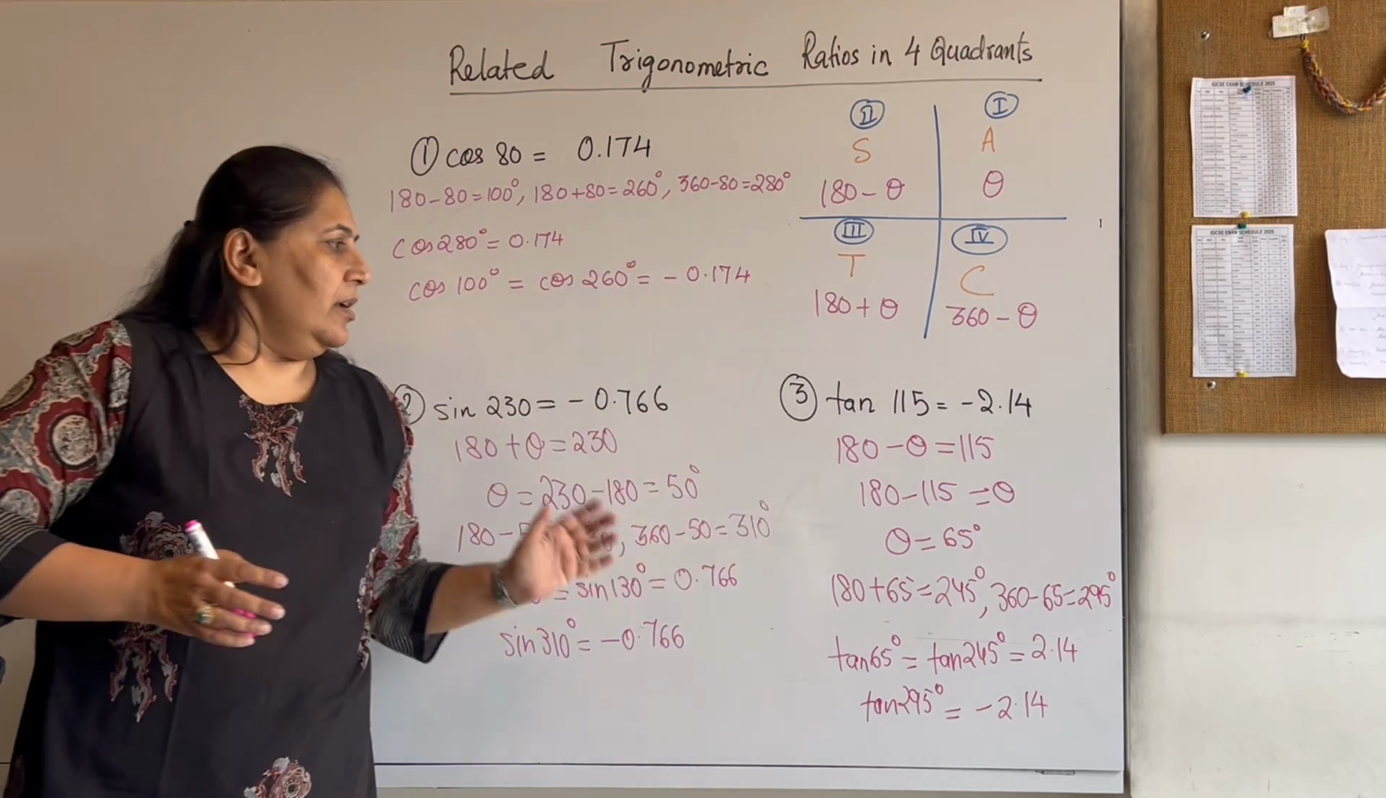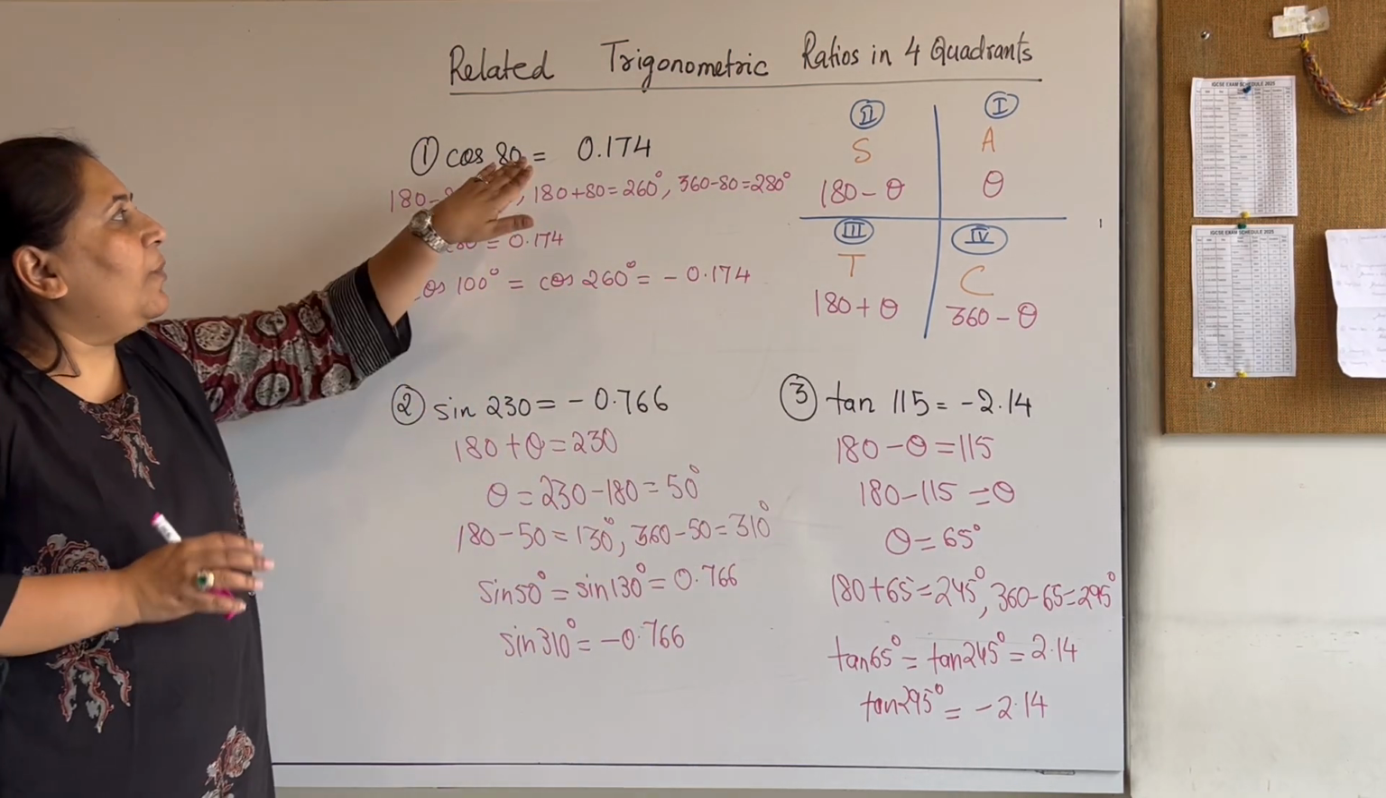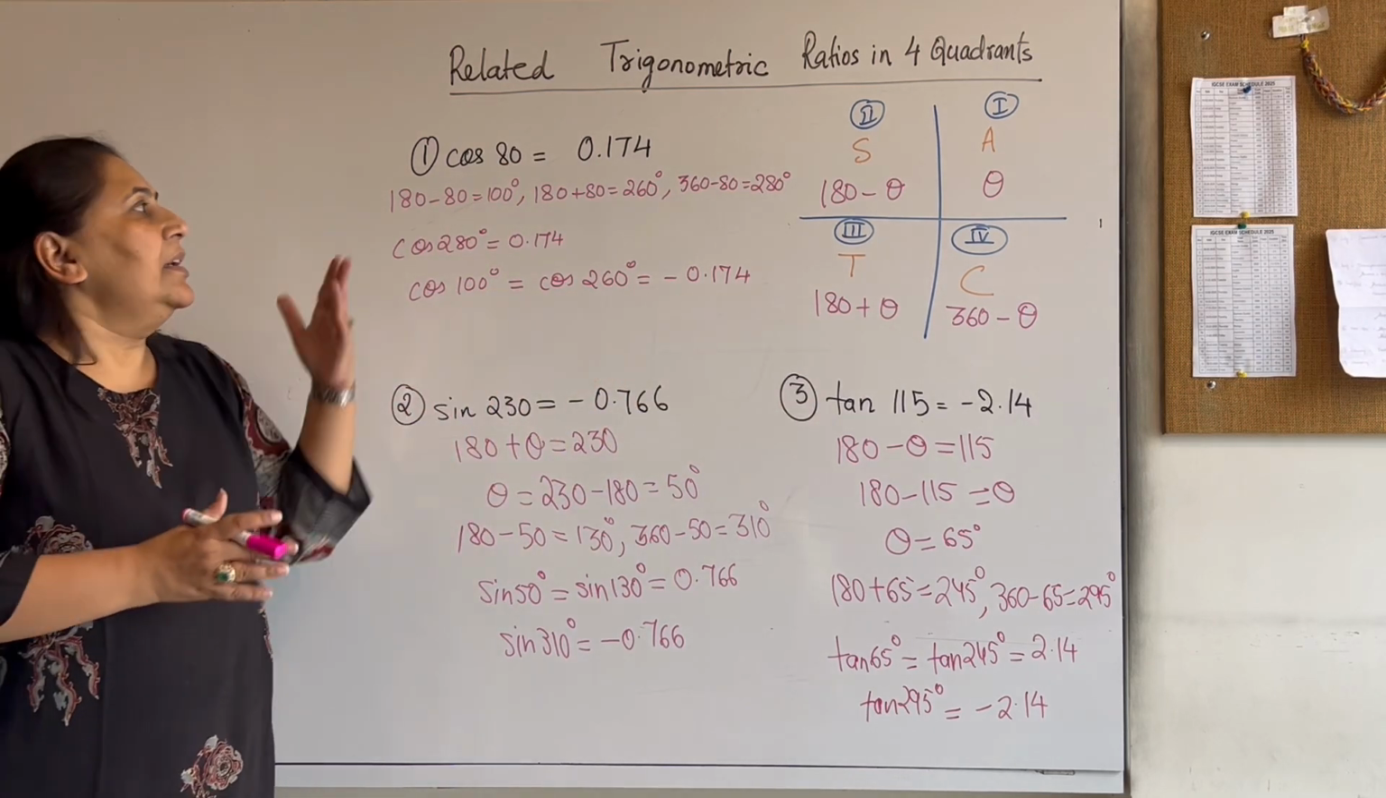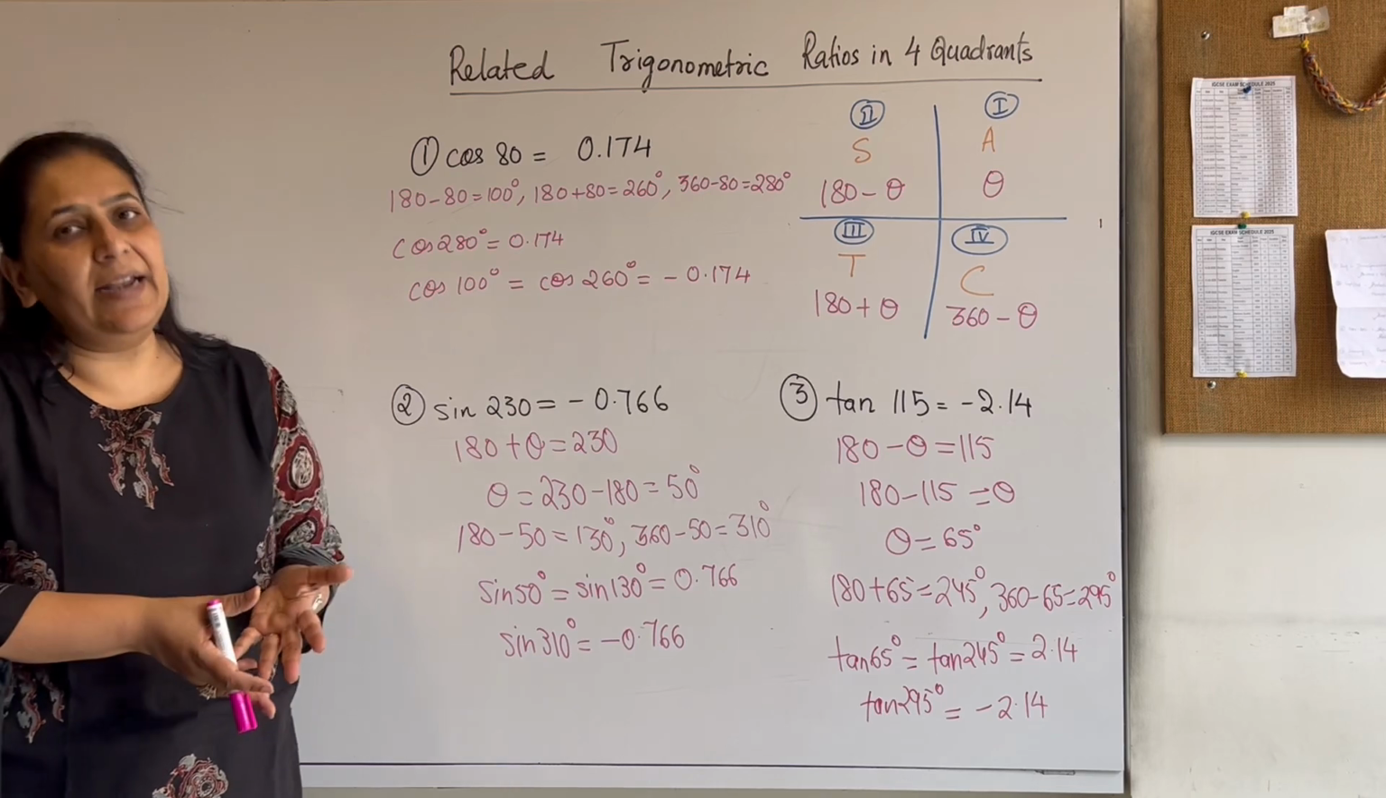This way we have seen how, if any one angle is given to us, we can find the sine, cos or tan of the related angles.